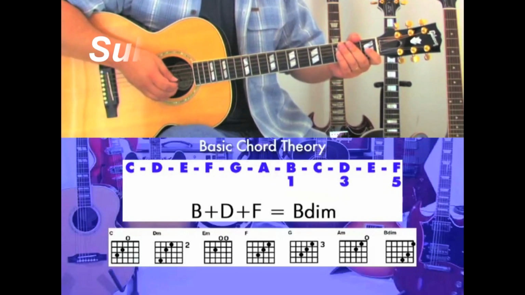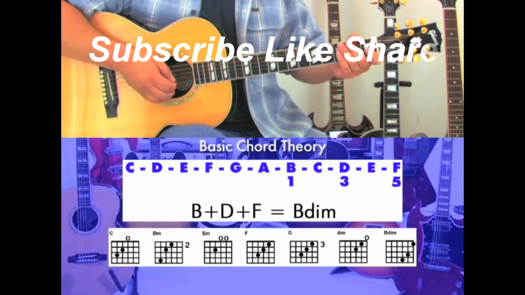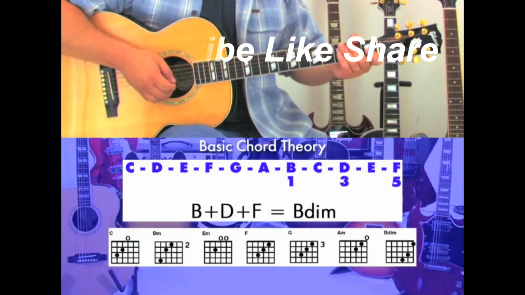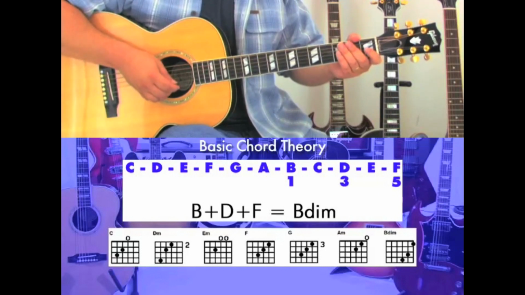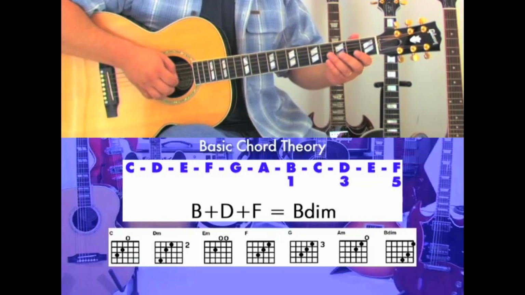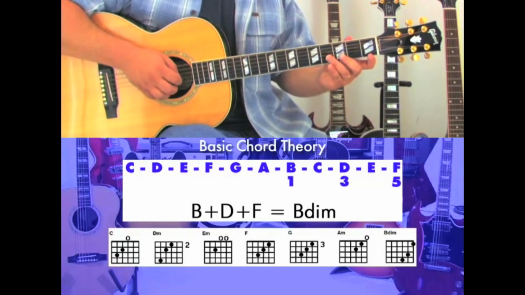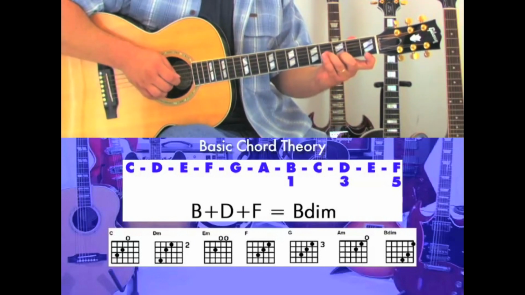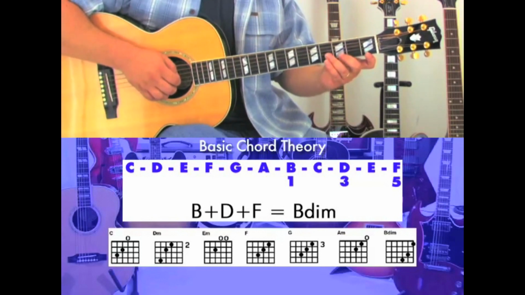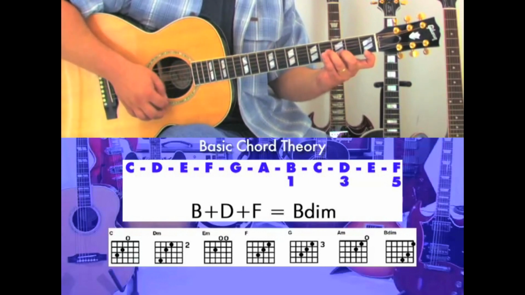The seventh note in the key of C is B. The 1-3-5 formula applied to a seventh major scale note gives us an entirely different chord called a diminished chord. Here we have the notes B, D, and F. D is a minor third above B, and F is a flat fifth. So if we want to stay within our scale, or within the key of C, our seventh chord will be a B diminished.